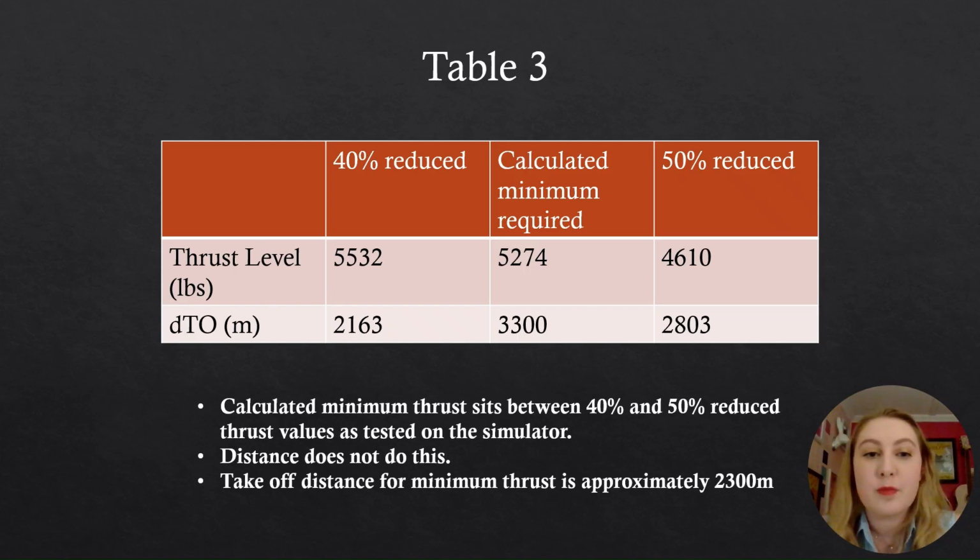The calculated minimum thrust from the equation sits between 40% and 50% reduced thrust values tested in the simulator. The distance, however, does not. Instead, the data from the simulation shows that using linear interpolation, takeoff distance for the calculated minimum thrust should actually be approximately 2,300 metres. A visualisation of the calculated minimum fits within the simulation data can be seen here on this table.